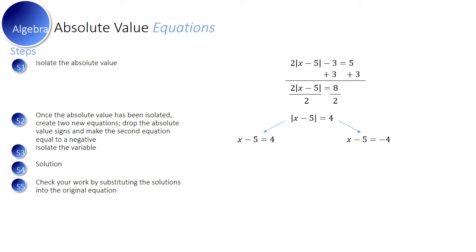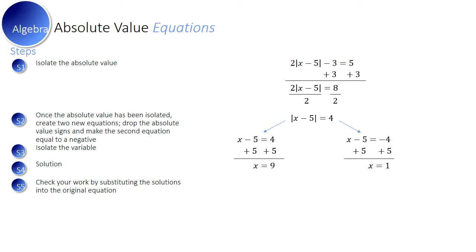So let's take a look at the first one. You have x minus 5 equals 4. So again, we've got to isolate x. Add 5 to both sides, you end up with x equals 9. On the second equation, you have x minus 5 equals negative 4. Again, isolate x, so add 5. You end up with x equals 1. Okay, so these two should be our answers.